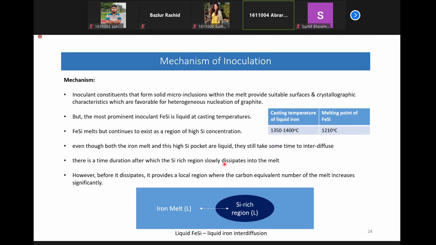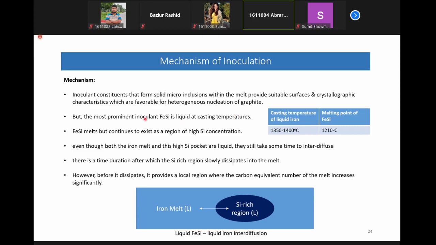In terms of the solid microinclusions, which are the sulfides, oxysulfides, and complex oxides that are formed, the mechanism is relatively straightforward. Basically, the presence of these inclusions within the melt provides suitable surfaces and crystallographic characteristics which are favorable for the heterogeneous nucleation of the graphite.